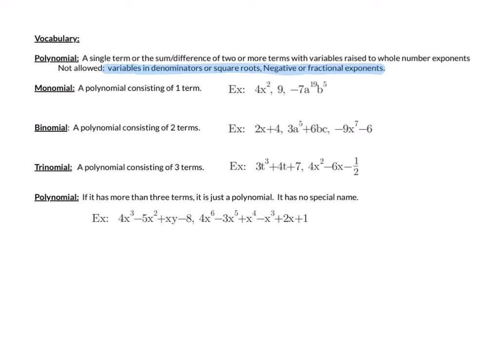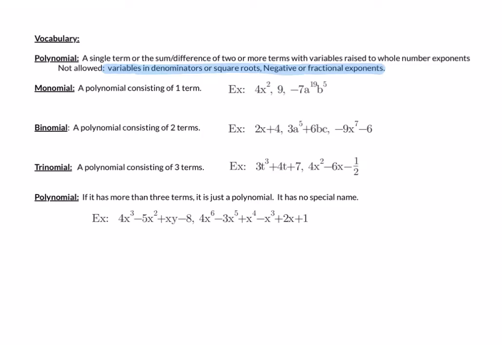The last kind of polynomial that has a special name is called a trinomial. And a trinomial consists of three terms. So for instance, 3t cubed plus 4t plus 7 is a trinomial. And 4x squared minus 6x minus 1/2. Is 1/2 allowed? Yes, it is, because remember that we just said you are not allowed to have fractions as exponents. So you can have negative numbers or fractions in your coefficients or as constant terms, as long as they're just the number part, that's what we care about.